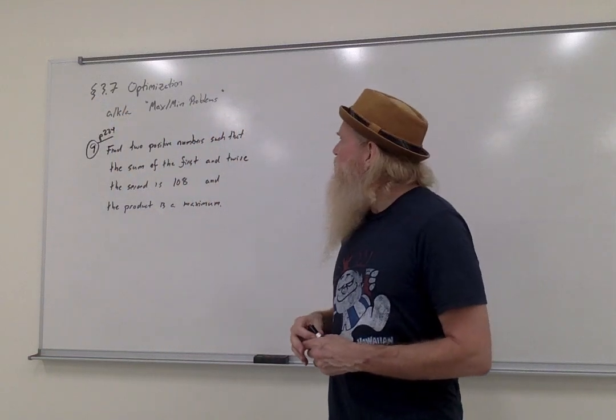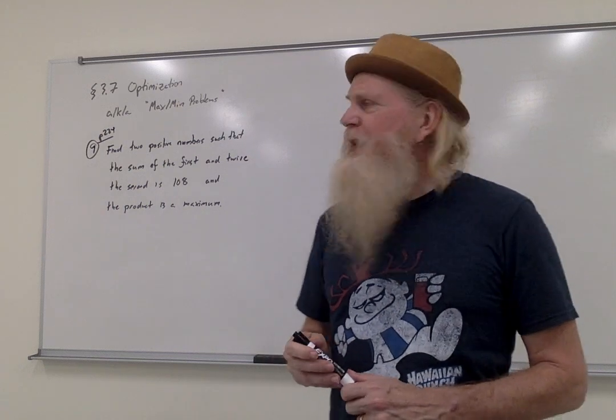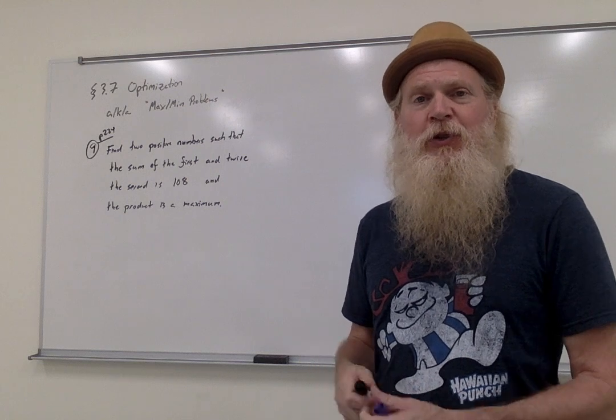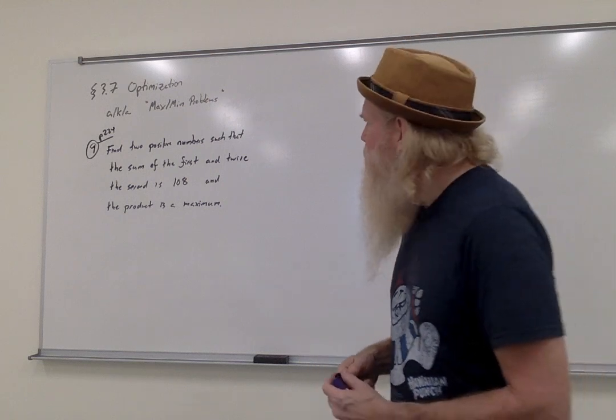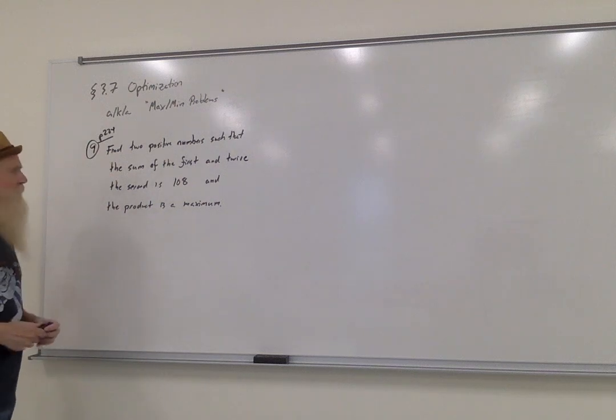So as we start into section 3.7 on optimization, I want us to work this first example kind of slowly, and as we do, we'll develop the method that we'll use for future examples. This problem does come from our textbook. It's problem number 9 from page 224.